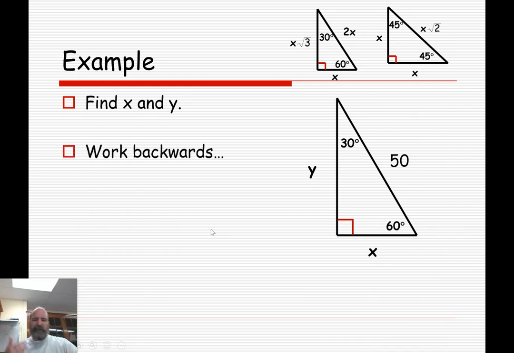So now I call this working backwards. We've been used to getting the short side, but now they give me this. Well, it's half of that, or 25. And then I know this y, the medium side, is always what the short side is times square root of 3. So it's 25 square root of 3.